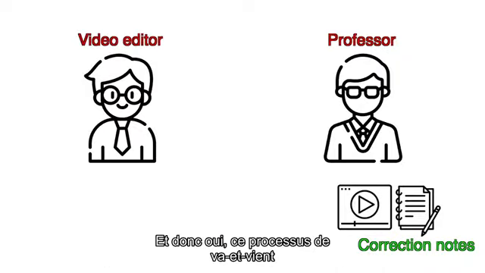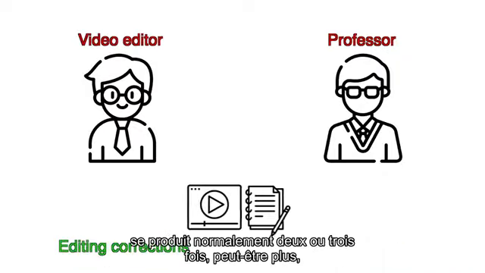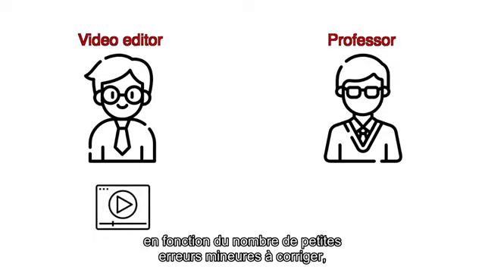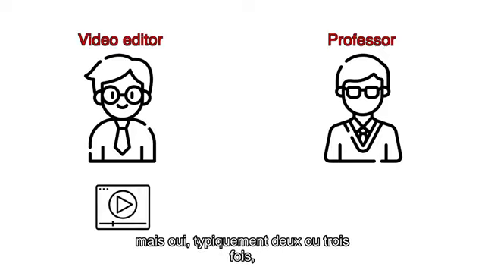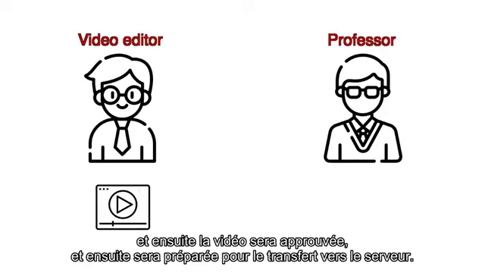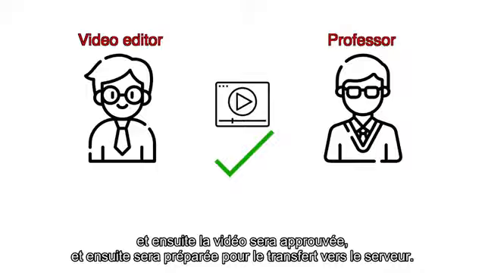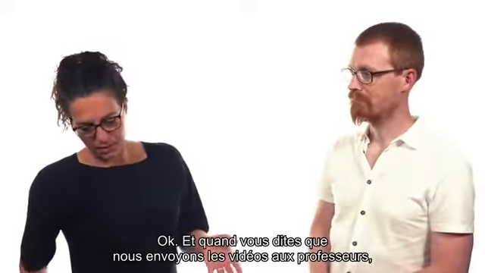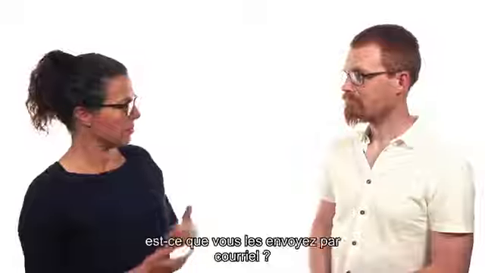Okay. And so this back and forth process normally happens 2 or 3 times, maybe more, depending on how many small minor errors need to get corrected. But typically 2 or 3 times, and then the video will be approved and prepared for uploading. Okay. And when you say we send the videos to the professors, do you send them by email?